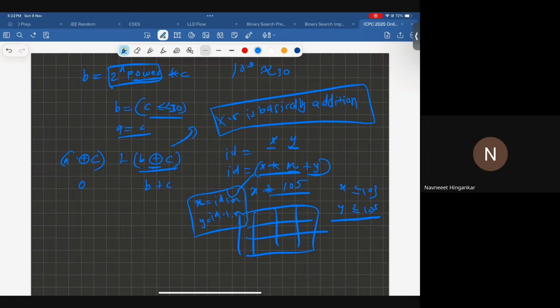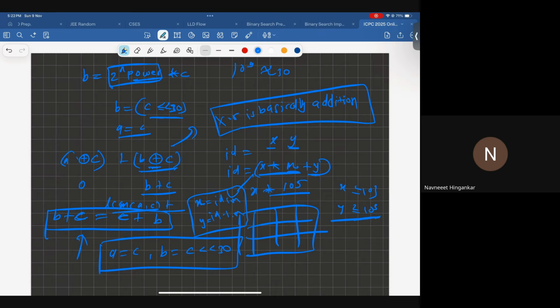You don't need to think in terms of XOR then. So it became B plus C, basically, right? And the LCM portion, LCM of A comma C, was just C, right? Because I chose A equal to C, plus B, because B is a multiple of C, a big multiple. So this condition became equal, and that's it. So my solution was just A equal to C, B equal to C right shifted 30 times. That's it.